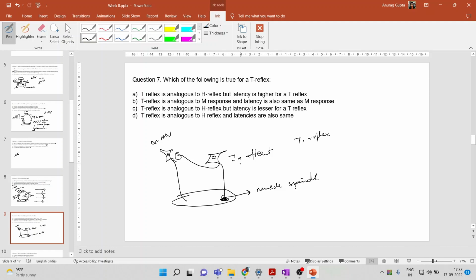So we can see that this is similar to the H reflex, and the path that it follows is also similar to the H reflex. Only the way the 1A afferent is stimulated is different. In the H reflex, or the Hoffman reflex, the stimulation of the 1A afferents was done externally, using electrodes, but in the T reflex, it is done using a quick stretch or a tap of a tendon, which can cause this stretch. So the answer should be D. T reflex is analogous to H reflex, and latencies are also the same.